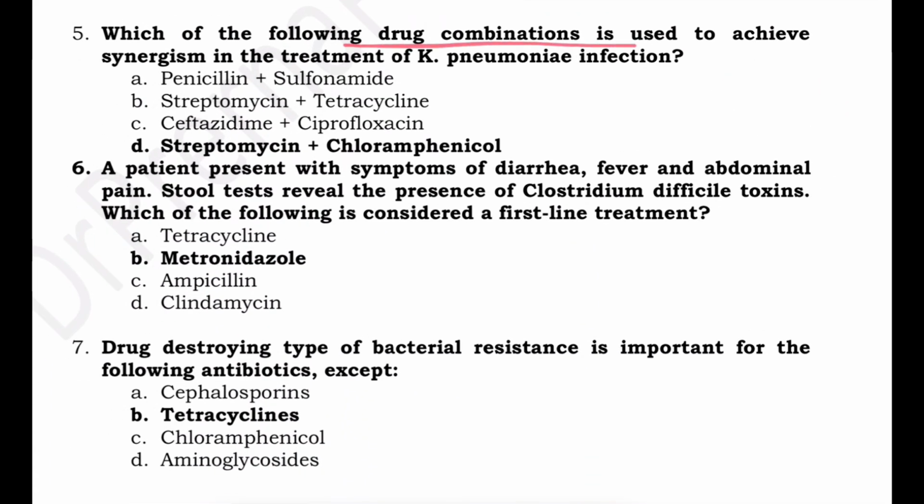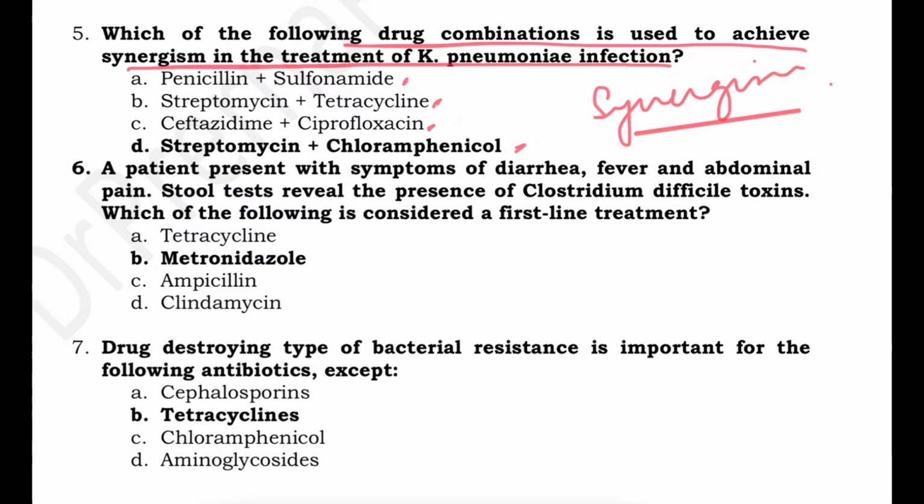Which of the following drug combinations is used to achieve synergism in treatment of Klebsiella pneumoniae infection? Penicillin sulfonamide, streptomycin tetracycline, ceftazidime ciprofloxacin, and streptomycin chloramphenicol. When will synergism occur? What are the fundamentals of synergism? It should be a cidal combination, right? Then both the drugs should be acting on different mechanisms. There is no benefit in acting on the same mechanism.